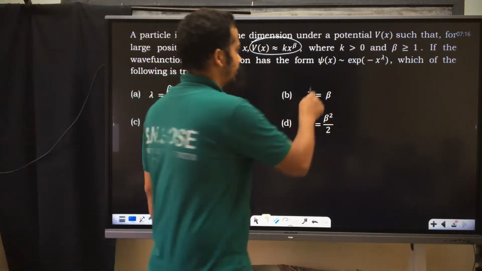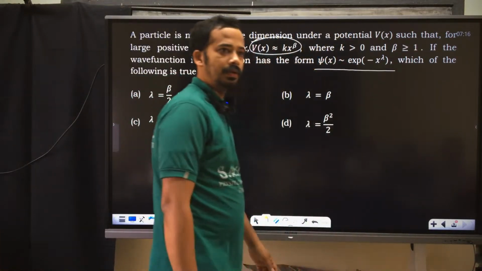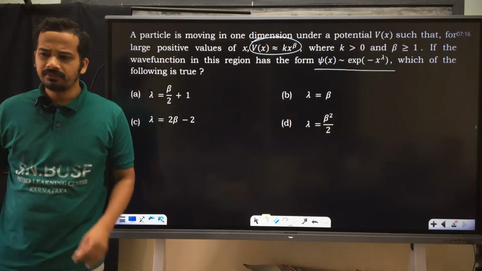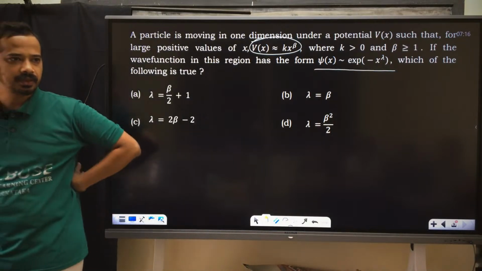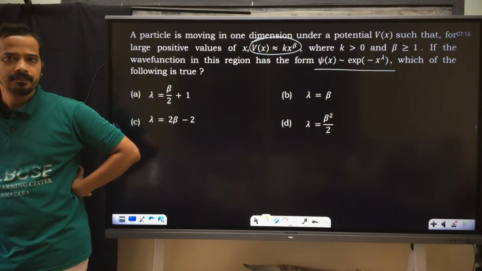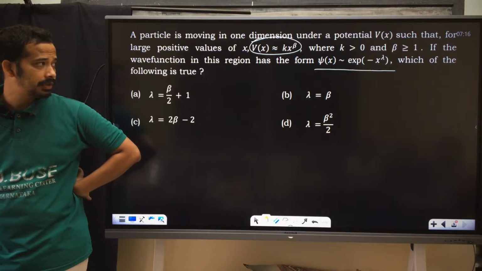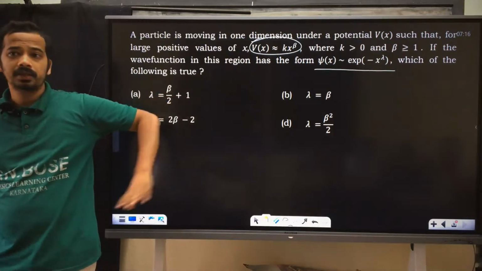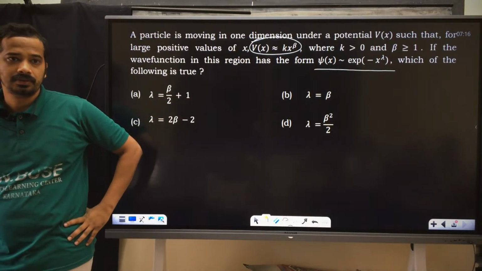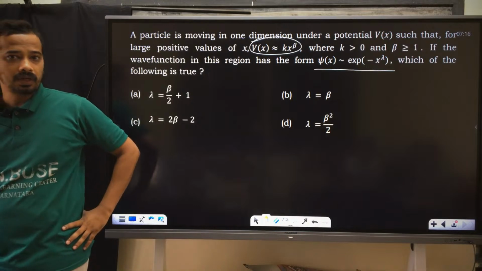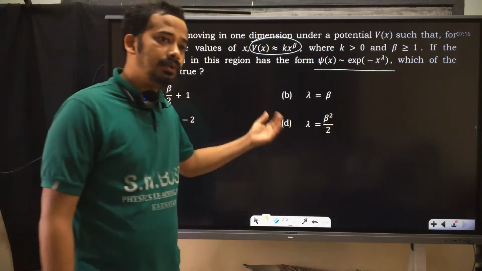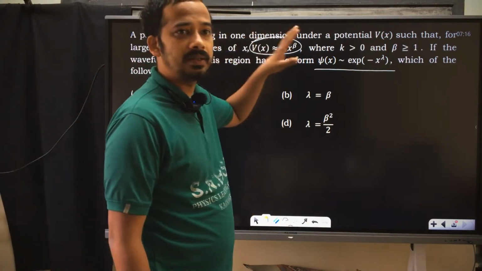This is the wave function, isn't it? If the wave function is given, we can find the potential. We had one idea, am I right? Now he is not asking for the potential. He is asking for the beta lambda relation, isn't it? That's why, while doing the problem, you have to make that approximation.